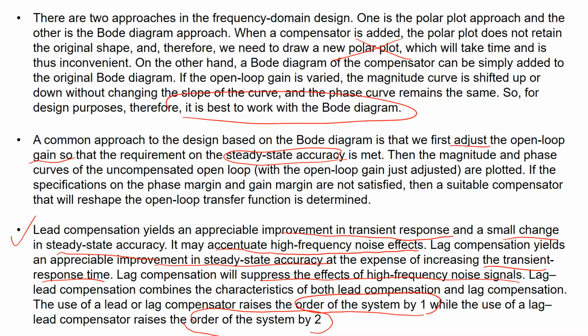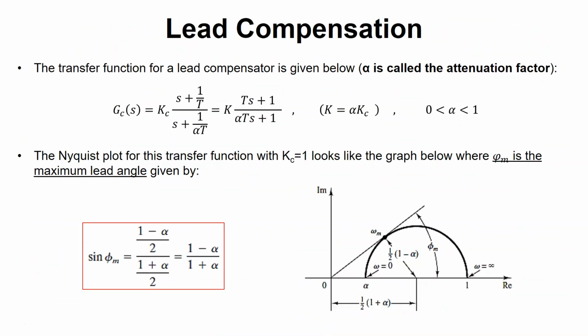So what if you want to make everything better? Make the system faster, bring down the effect of noise, and bring down the steady state error. Well, if you want everything together, then you have to combine these compensators into a lag-lead or lead-lag, whatever you want to call it. So we're going to see how we can achieve these.